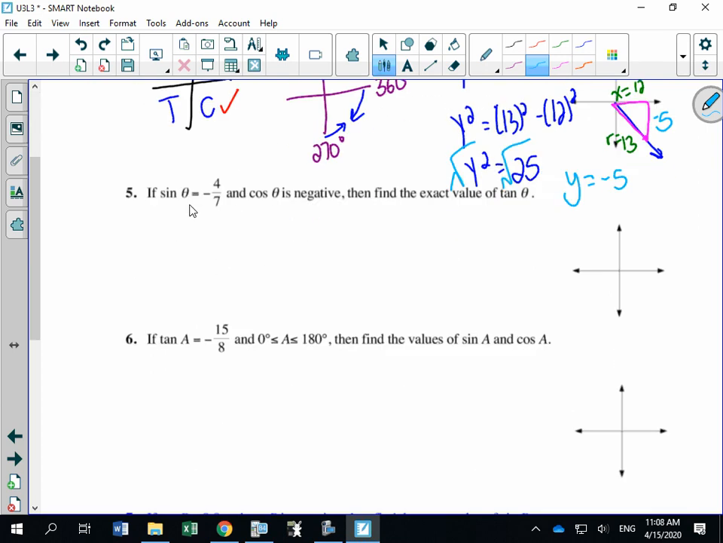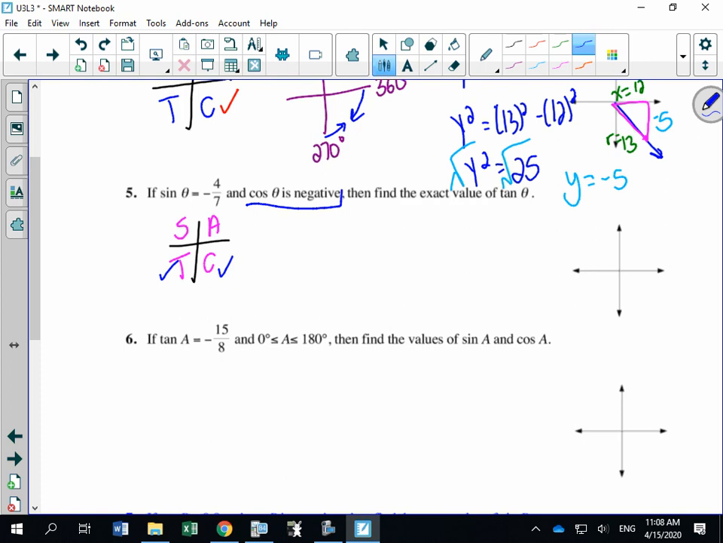Let's figure out where my terminal arm would be for question 5. So draw yourself a Cartesian plane, write CAST. Please put a check mark in the 2 quadrants where sine is negative. According to the CAST rule, where was sine negative? And you should get quadrants 3 and 4, a check mark there. Our answer is only going to be in one of these 2 quadrants.